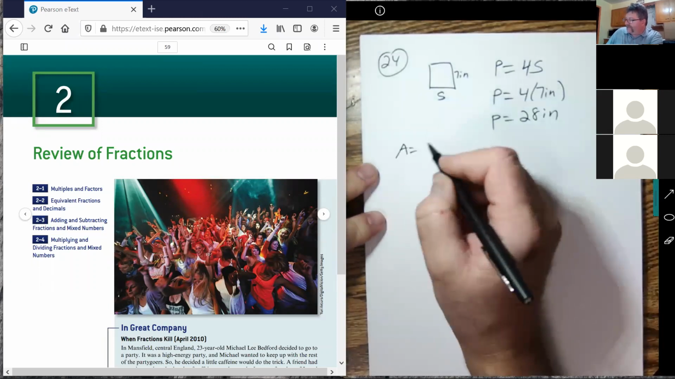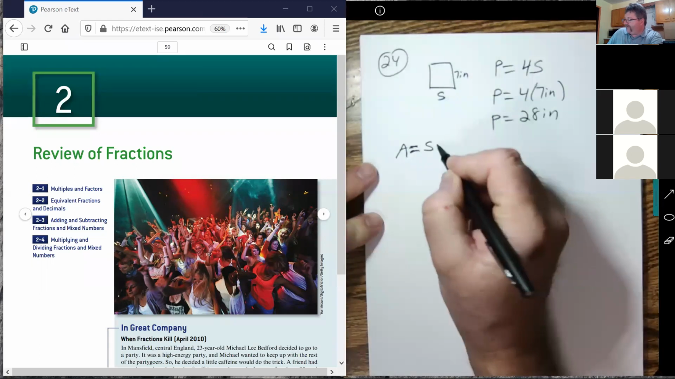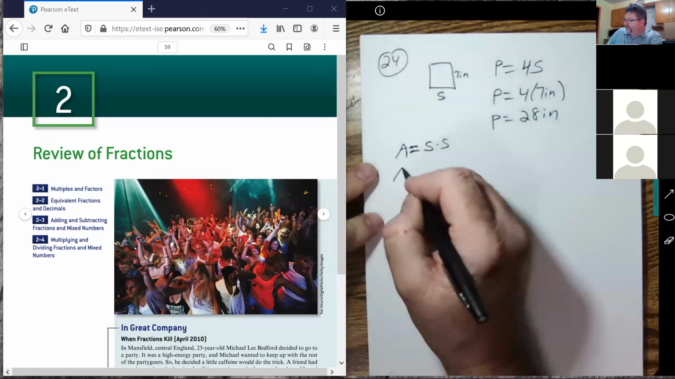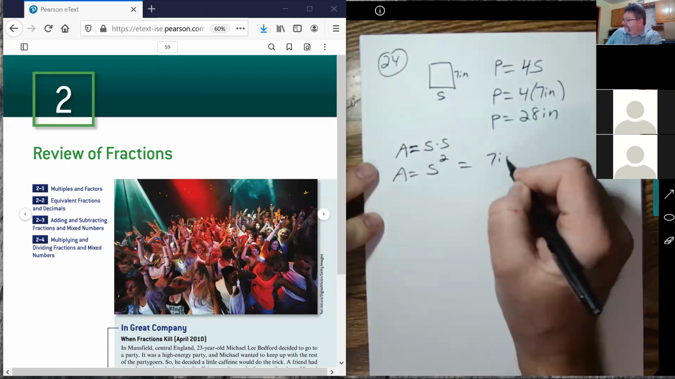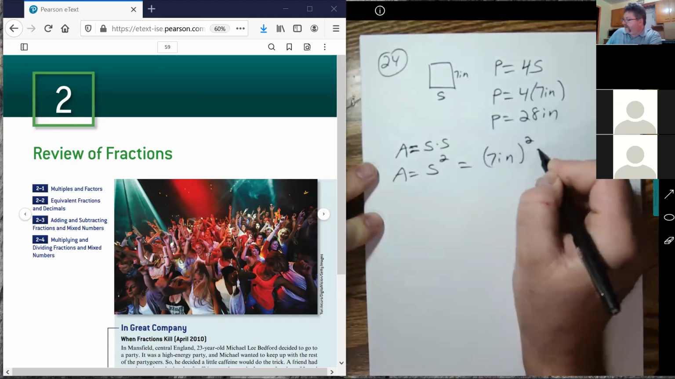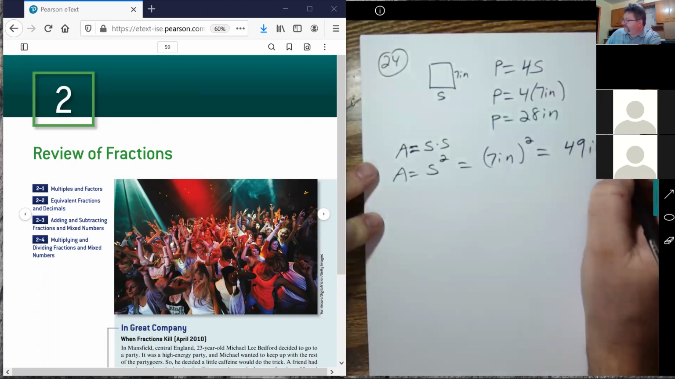Area of a square, it's that same length times width, except in this case, the length and the width are both S, so it's S times S, but we can more conveniently call that S squared. So that's 7 inches squared. 7 times 7 is 49. Inch times inch is square inch.